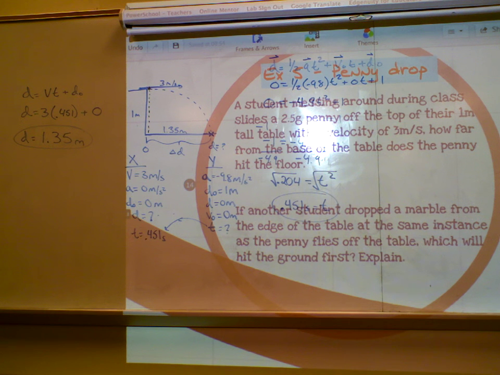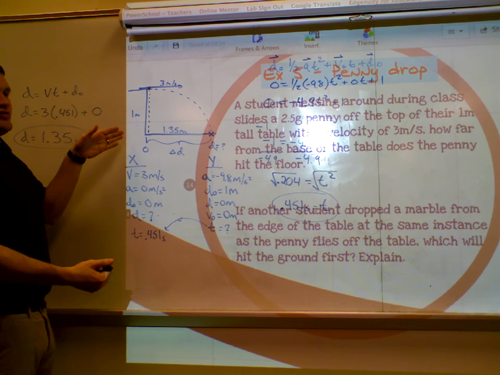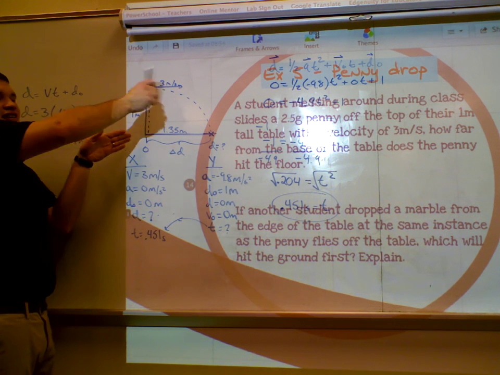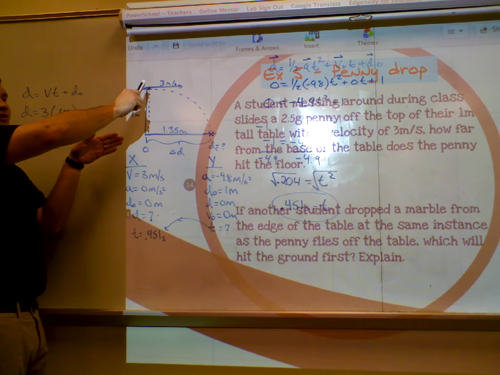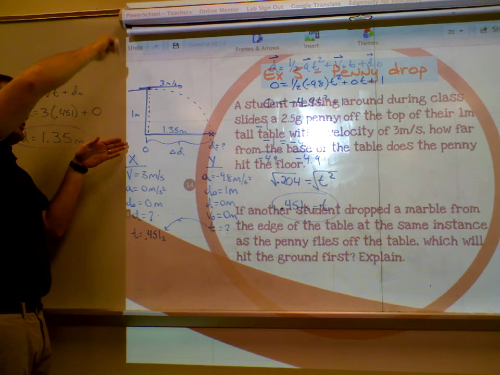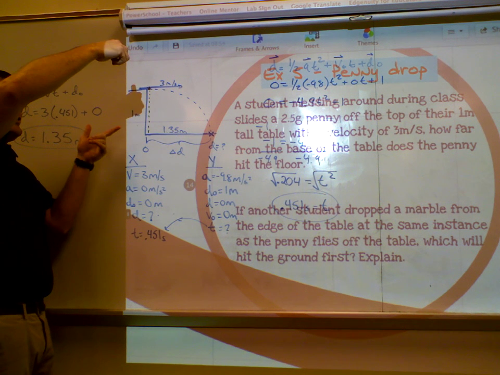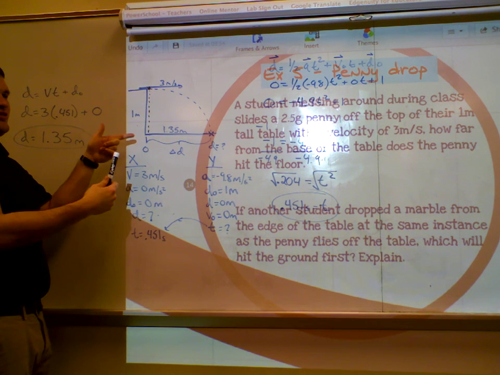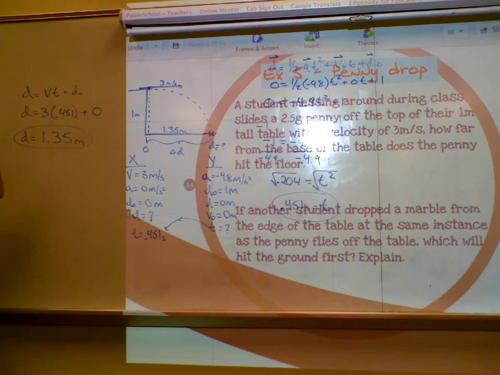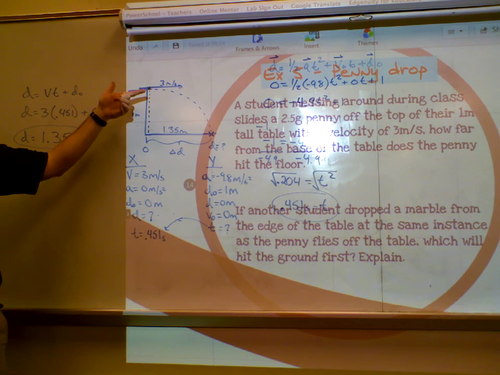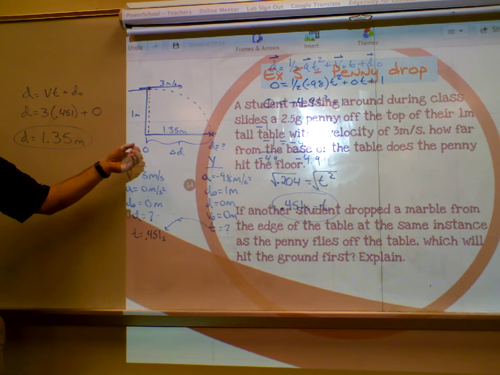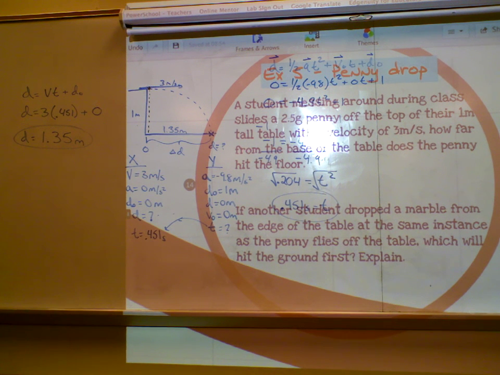Same time. Why same time, Fawn? Okay, good. They have the same vertical acceleration, right? What about initial vertical velocity? Is that the same? Both 0, right? Same height, right? That's exactly right. It's the same time because they have the same initial vertical velocity, which is 0, same drop distance, same acceleration. Are there any questions?